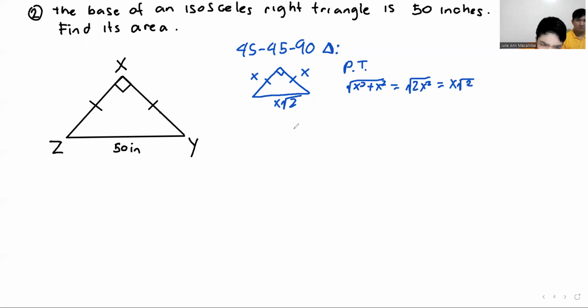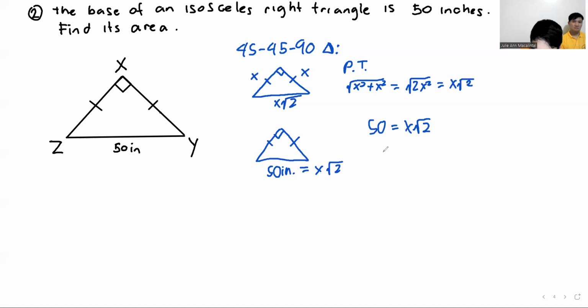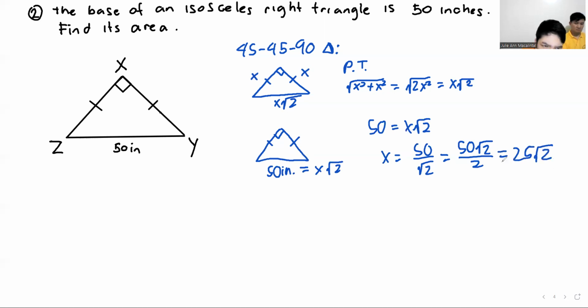Okay. So here in this case, 50 inches is equal to x square root of 2. So 50 equals x square root of 2. X is equal to 50 over square root of 2, or 50 square root of 2 over 2, which is 25 square root of 2.